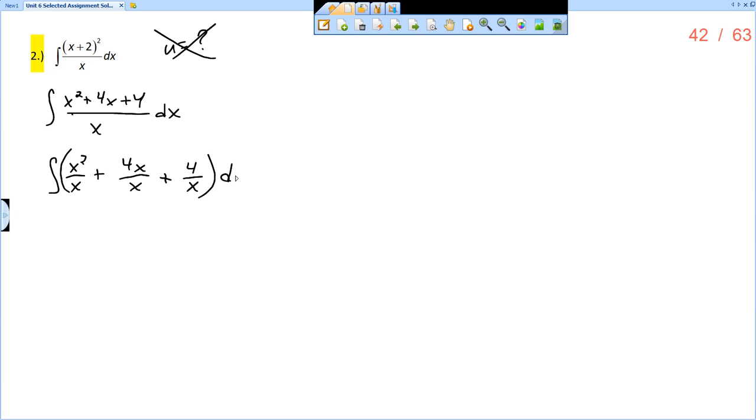Now I'm ready to integrate, right? I have three separate integrals, but I would probably want to simplify each of them first. The first one, x squared over x, that's just x. Plus, this is just 4. And then this is, I'm going to leave it as 4 over x.